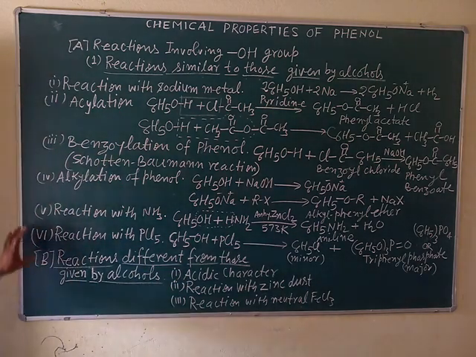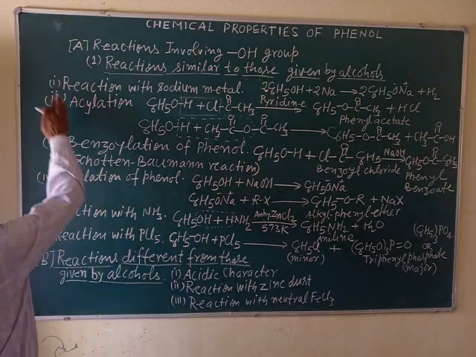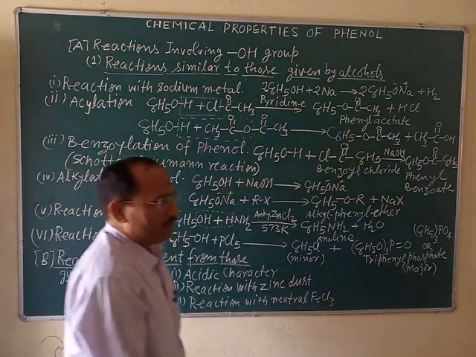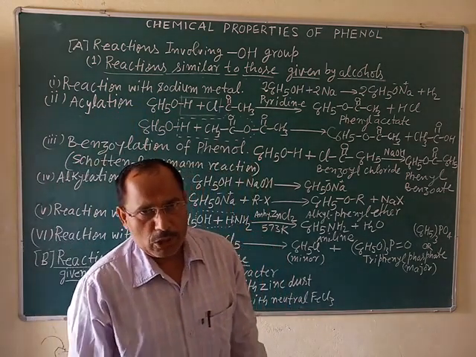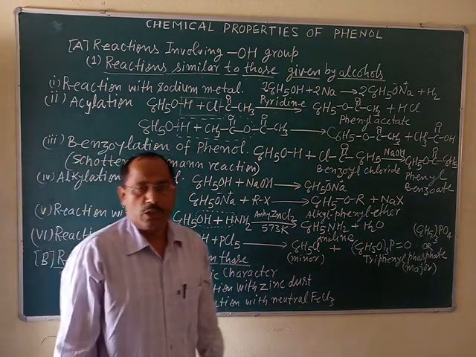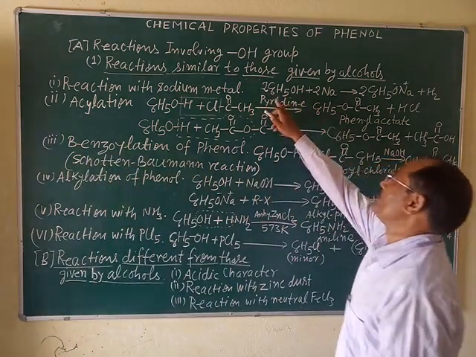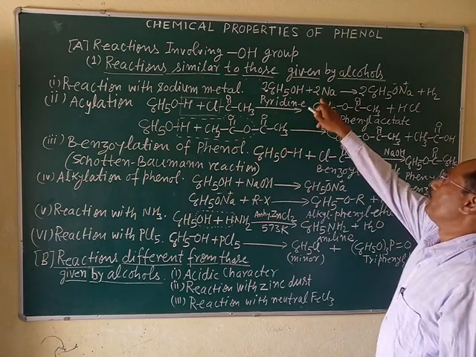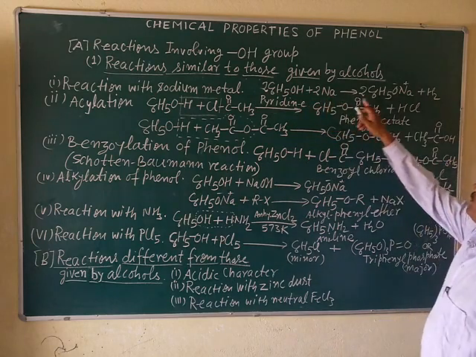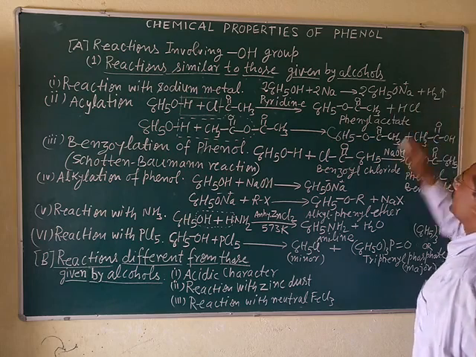These are the reactions of phenol which are similar to the reactions of alcohols. First one is reaction with sodium metal. Just like alcohols, phenol reacts with sodium metal, forms sodium phenoxide and liberates hydrogen gas. This is given here. This is phenol, C6H5OH, plus sodium, gives sodium phenoxide and hydrogen gas is liberated.